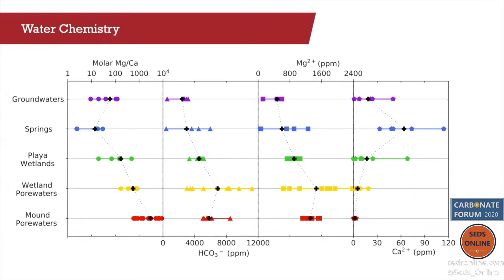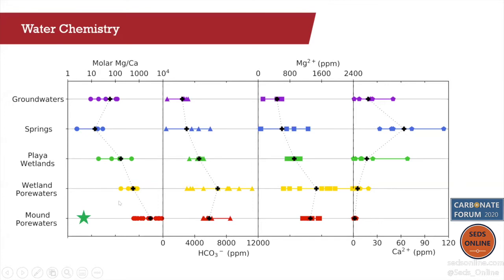You can see that bicarbonate and magnesium are the major ions in all the waters, and their concentration is lowest in the groundwater and highest in the pore waters. Alongside this, calcium is relatively low in most of the waters, producing incredibly high magnesium-calcium ratios of up to 10,000. For comparison, the Mg-Ca ratio for seawater is only 5.